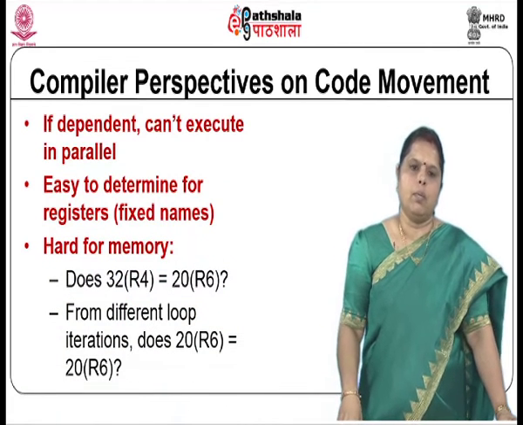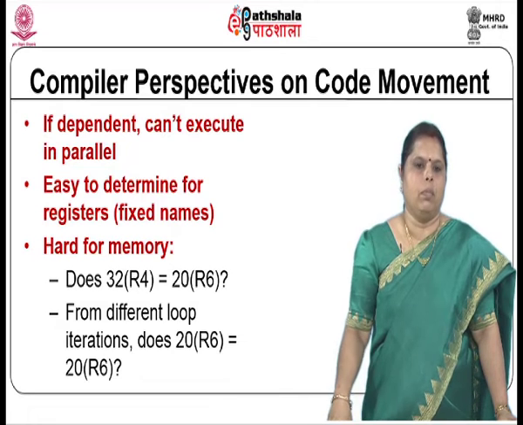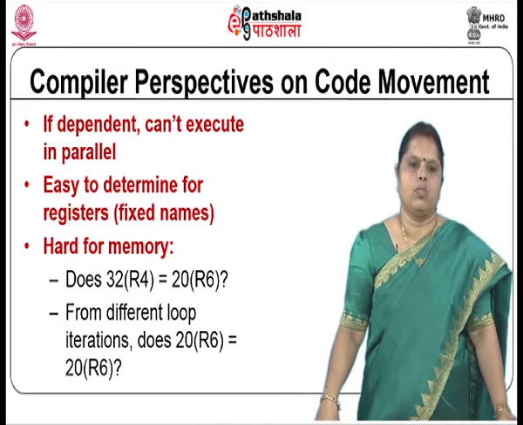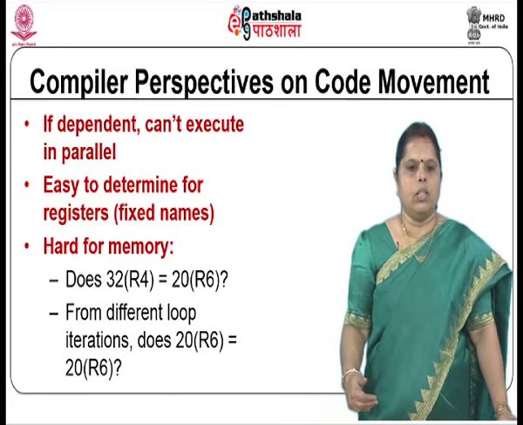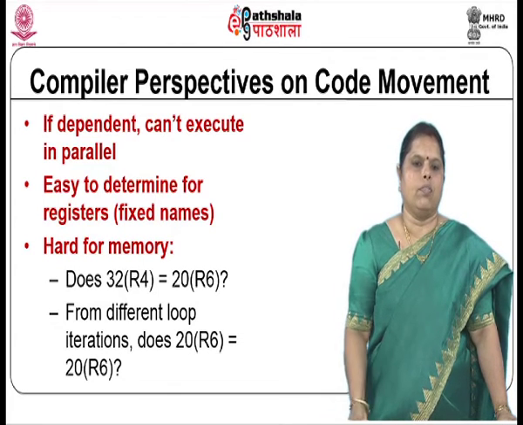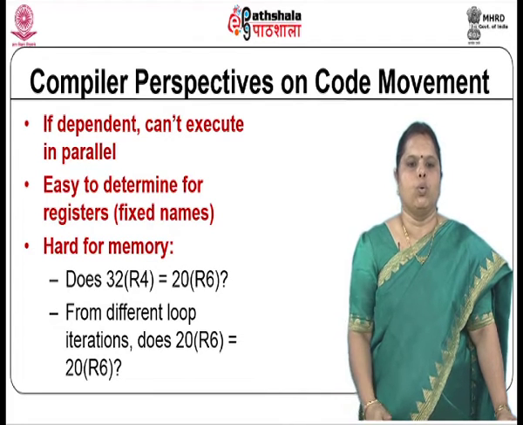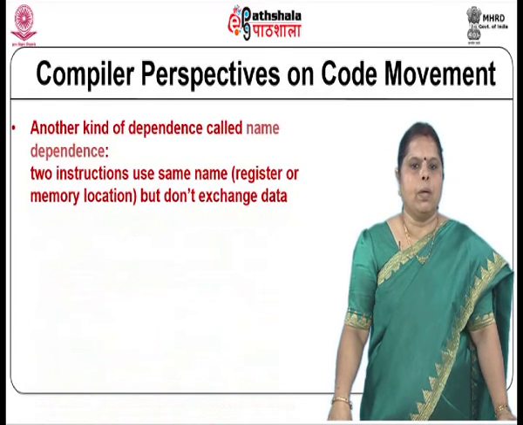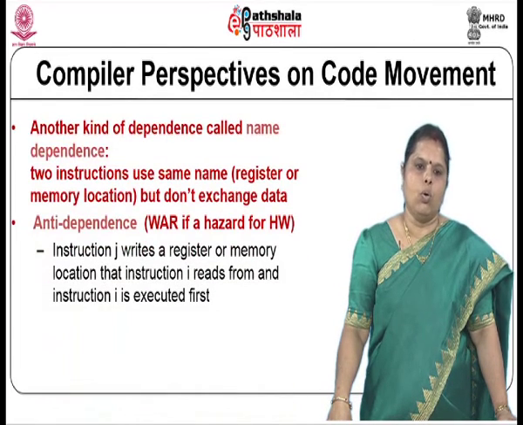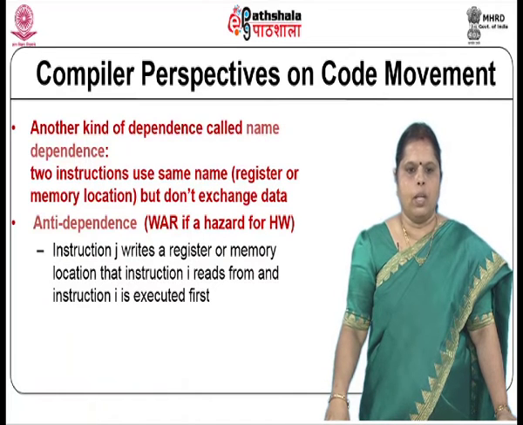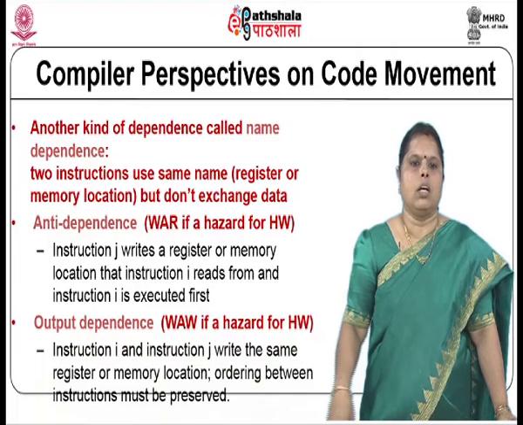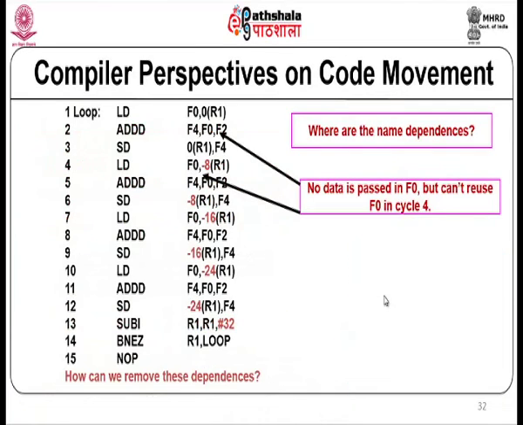Now, identifying these dependencies obviously becomes very difficult for memory. How do you know whether 32(R4) and 20(R6) refer to the same effective address or not? If you calculate the effective address, you will know whether they refer to the same memory location. If they refer to the same memory location, it is not possible for you to not follow the program order. Name dependencies, as you all know, can be caused by anti-dependence and output dependence, and if they are not handled properly, they will give rise to a WAR hazard and a WAW hazard. So, the compiler is worried about name dependencies.